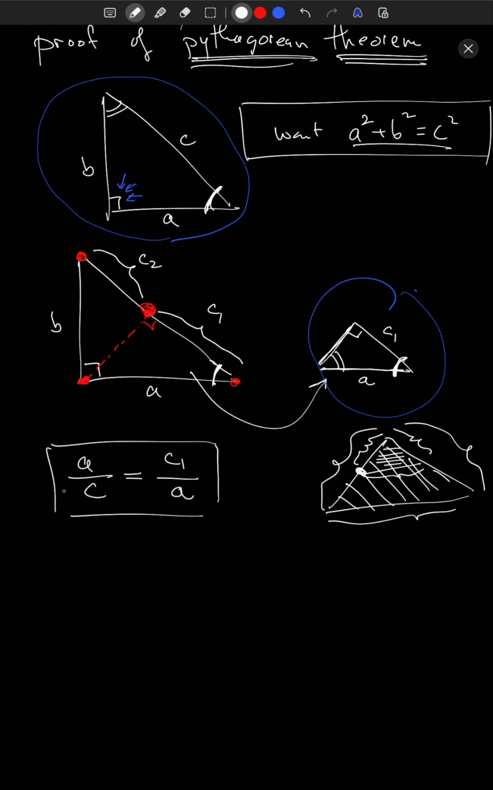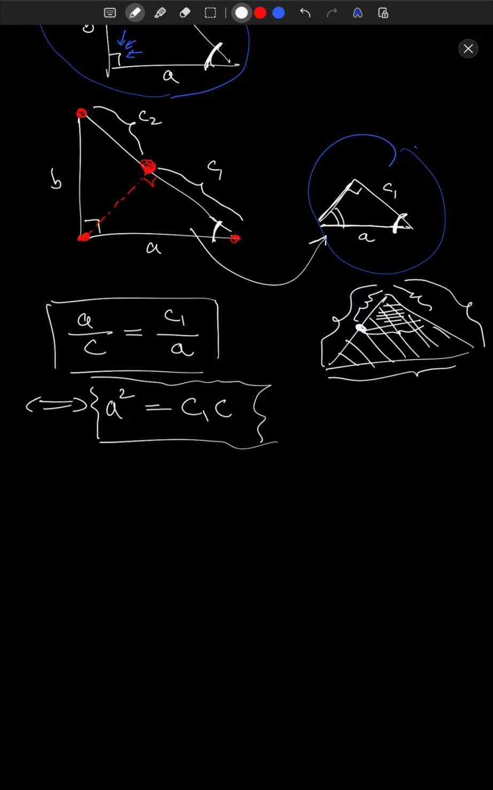All right, so this proportionality equation, I can rewrite it, just cleaning up. Multiplying A on both sides, I get A squared. And then multiplying C on both sides, I get C1 times C. Okay, that's what we're going to be using. We'll hold on to that for a second.